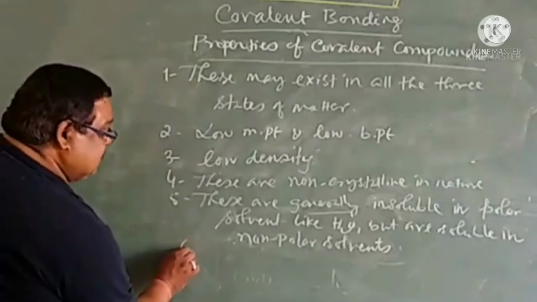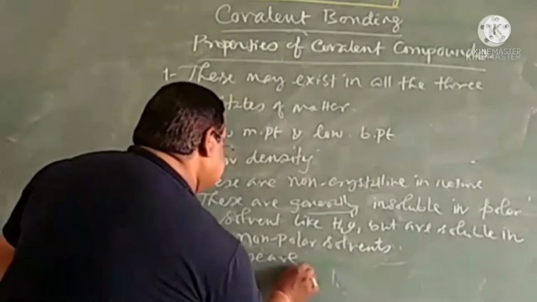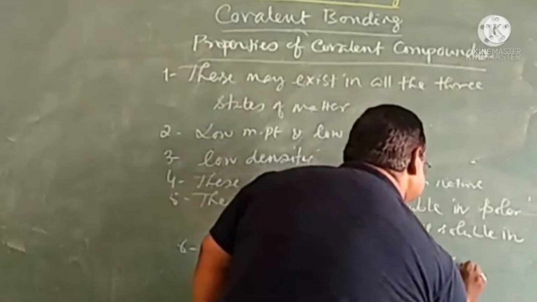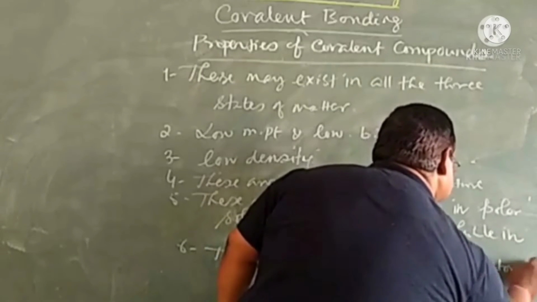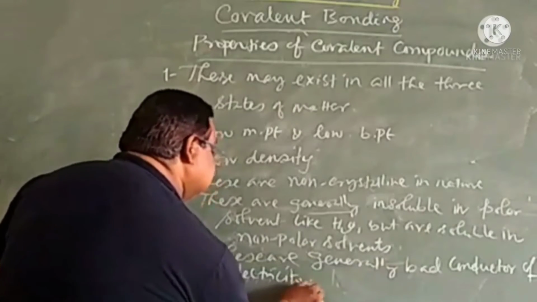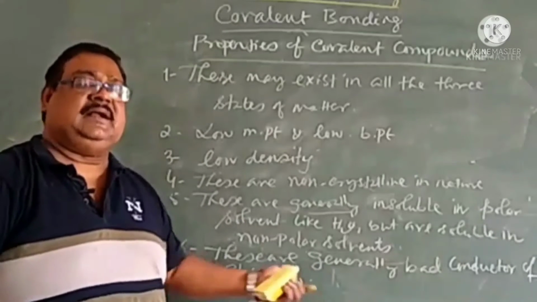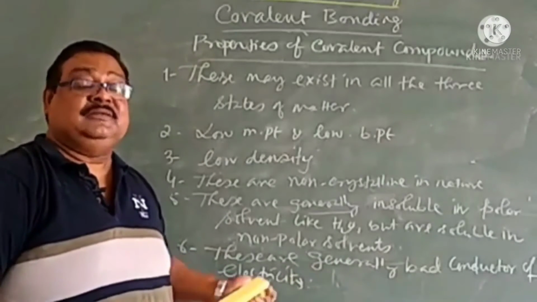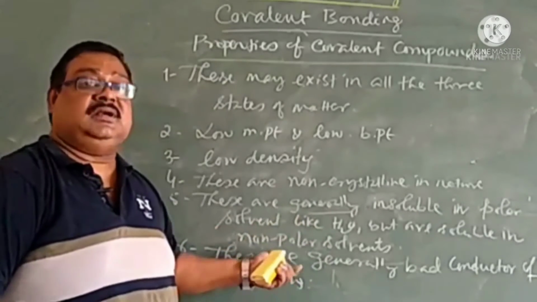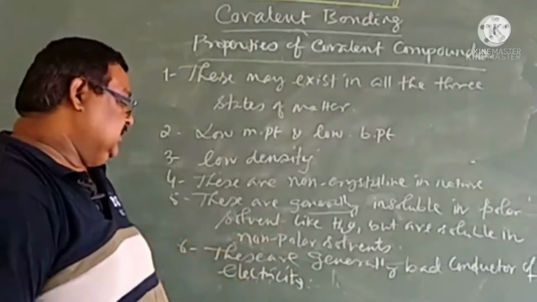So, sixth, generally again, these are bad conductor of electricity. Again, here exceptions are there. For example, water, pure water, it is a bad conductor of electricity. It is a covalent compound. Whereas HCl, in its aqueous form, in its solution form, it conducts electricity. So exceptions are there. But generally these are bad conductor of electricity.